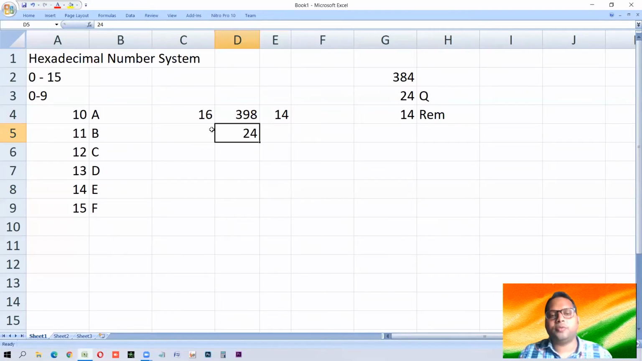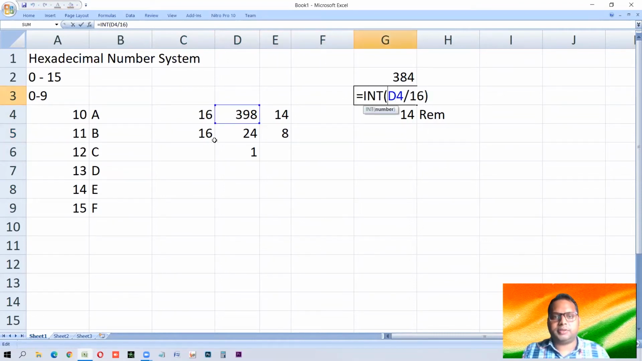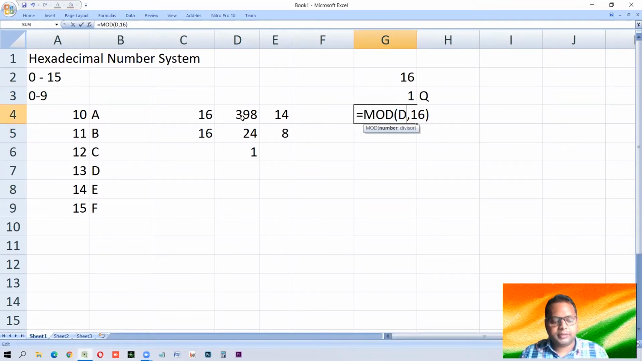So now we have 24 and yes, of course, 1 times 16 is just 16, and we have 8 as our remainder. So this is what we are getting. Now 1 cannot be divided by 16. And if you want to see how this 24 and 16 came, you can read out the table, or we can do this in place of D4, where D4 contains 398. Now we'll write D5 and we'll see: 1 just this, and the remainder will be this, 1 and 8.